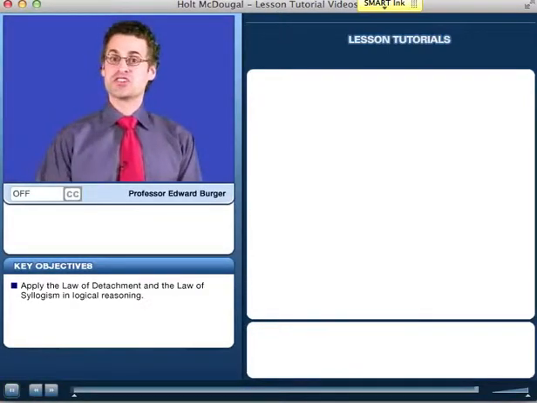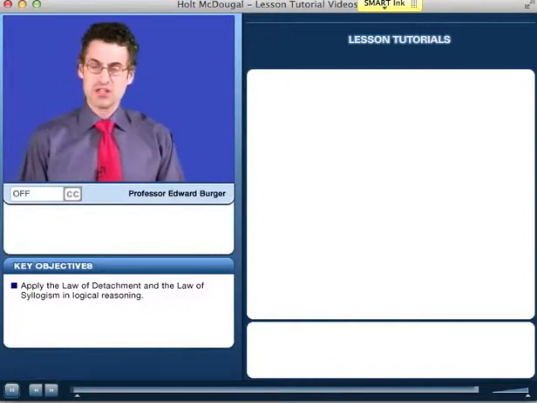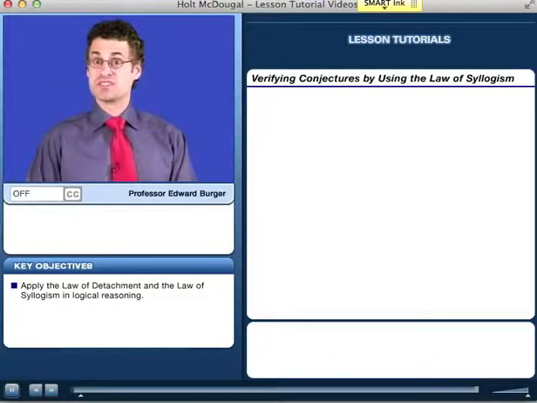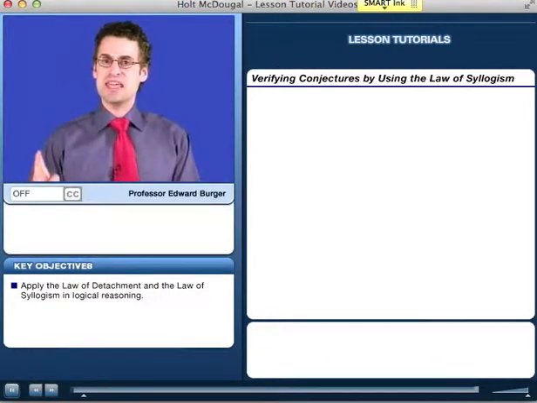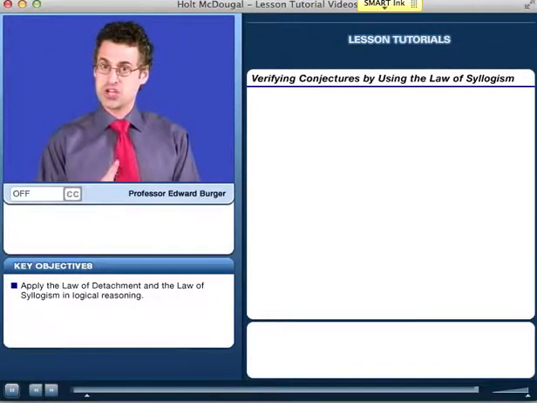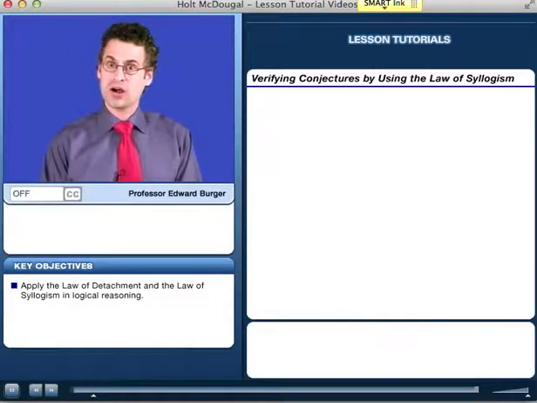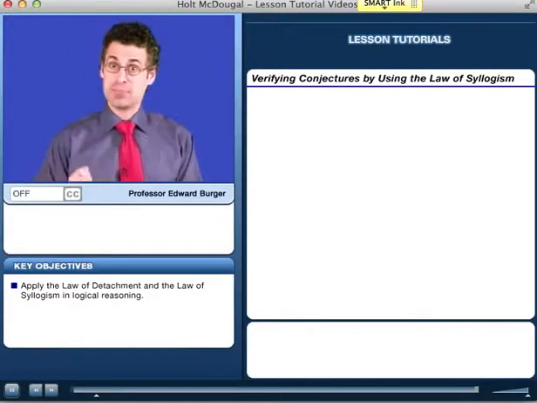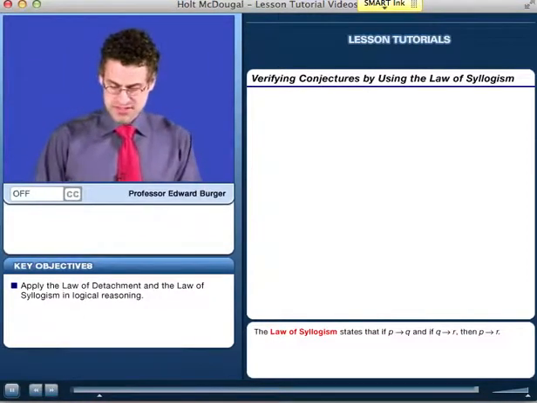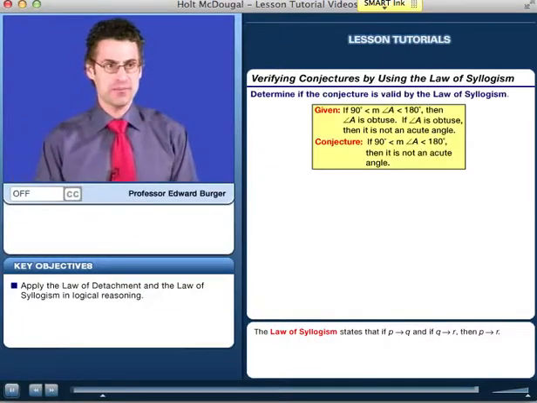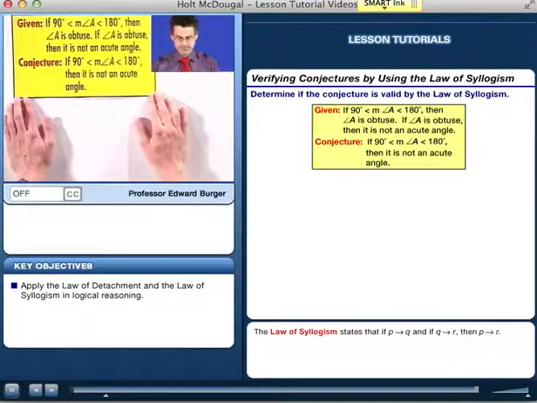Let's take a look at some conjectures and see if we can verify them using the law of the syllogism. The law of the syllogism says that if P implies Q, and if Q implies R, then P implies R. So let's take a look at this particular example here.